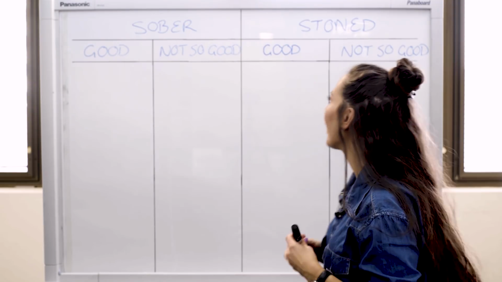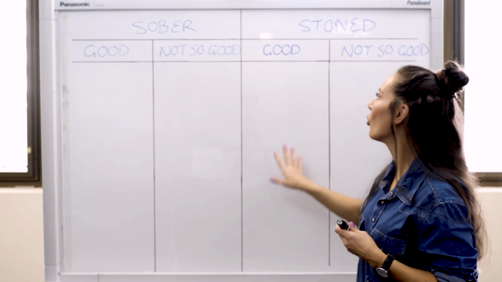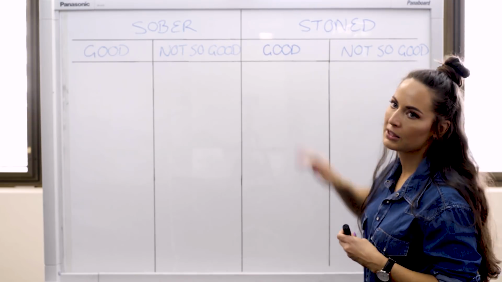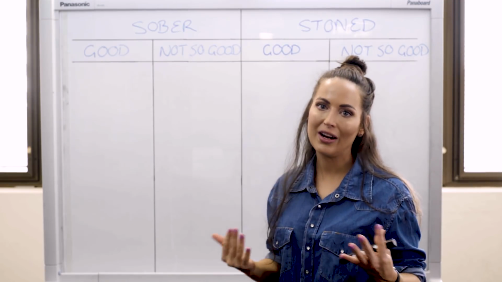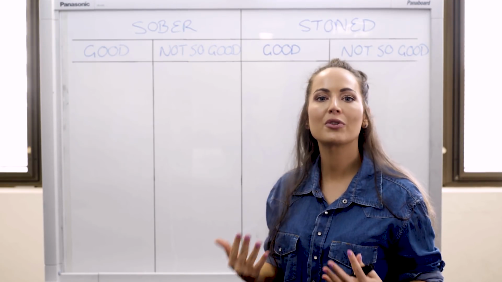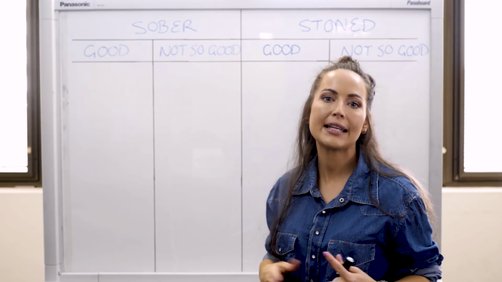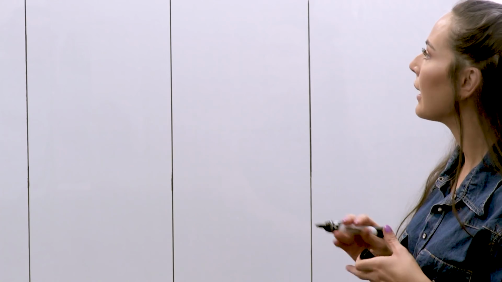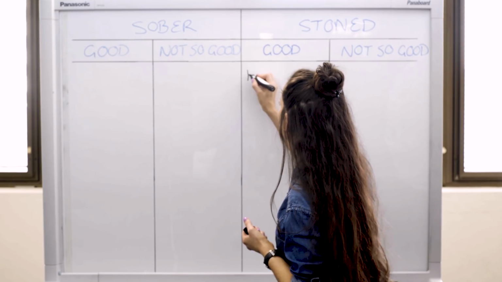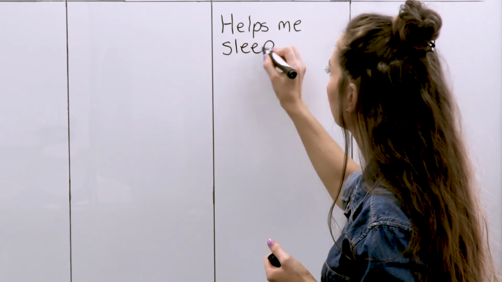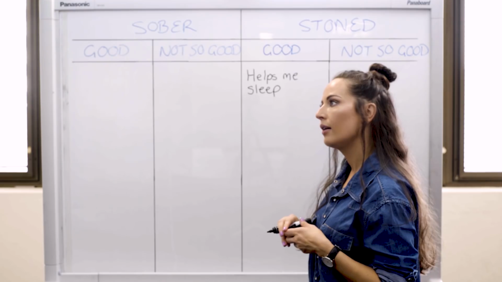First, you want to look at the good things about using, or in Robbie's example, the good things about being stoned. This is a really easy place to start because it's non-threatening and the person should be able to identify quite a few things easily about the good things of using. He might say something like, helps him sleep. He might say something like, I do it for fun.